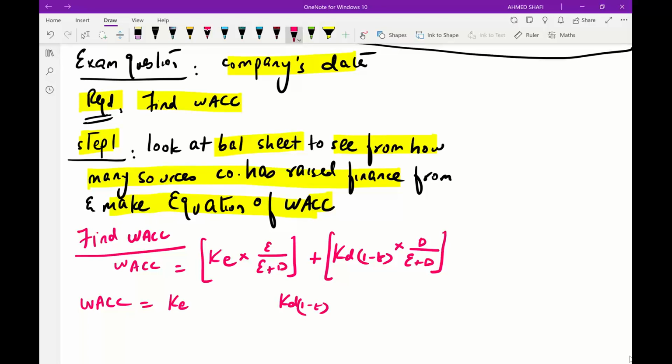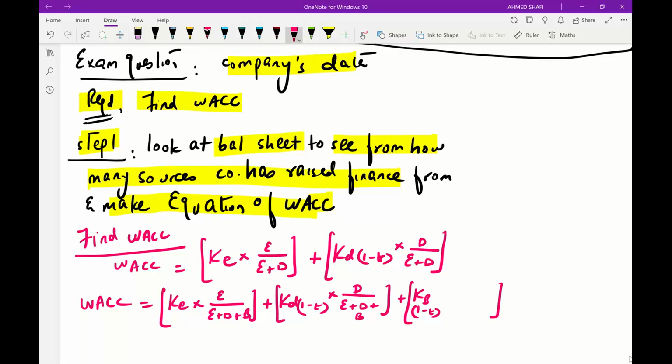And it has raised finance via bank, so it has to pay return to the bank as well, bearing a cost KB. It's also after tax because it's an interest paying instrument like that. The WACC equation would be KE plus KD plus KB, but all costs will come on their proportions only. KE will come on equity proportion. How do you get equity proportion among all three? It's equity over all three, E plus D plus B. Cost of debt on debt proportion only. How do you get debt proportion? And cost of bank loan only on the bank loan portion, that's B over total. This is the equation if the company has raised finance from three sources.